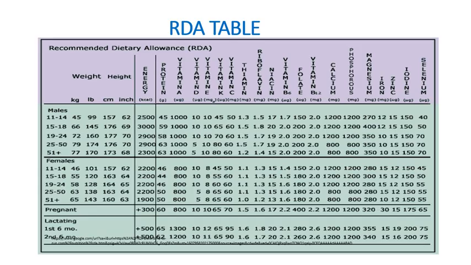Then you can observe the iron. If we look at the minerals, you can see the iron requirement is more for females. You have 15 milligrams of requirement for females compared to the males, because females undergo the menstruation cycle, so they require more iron compared to males.